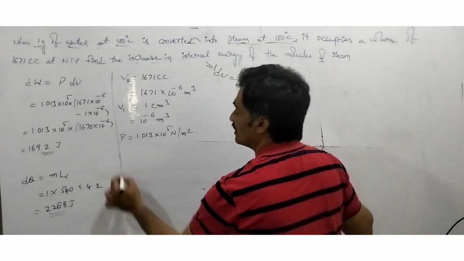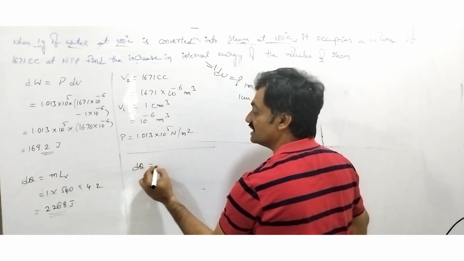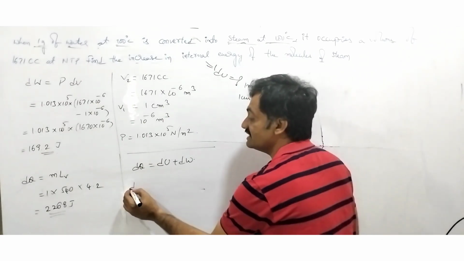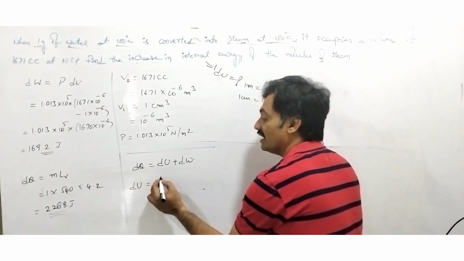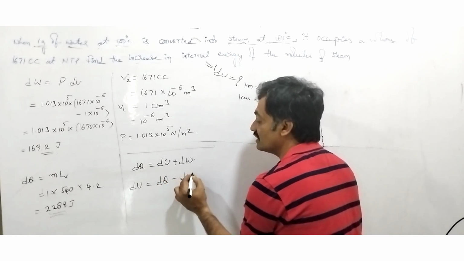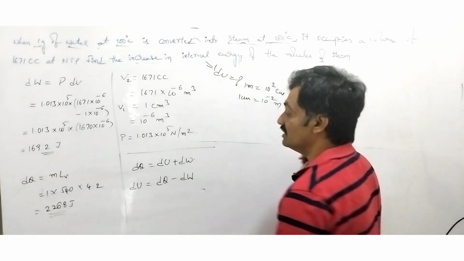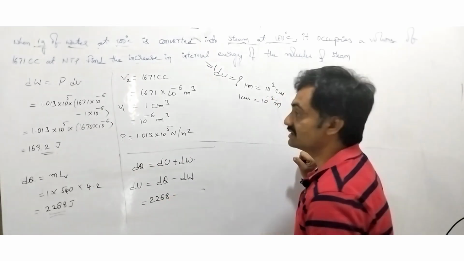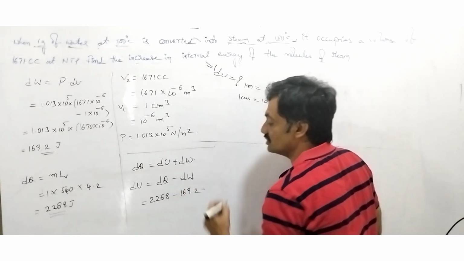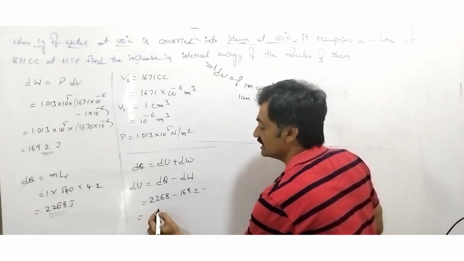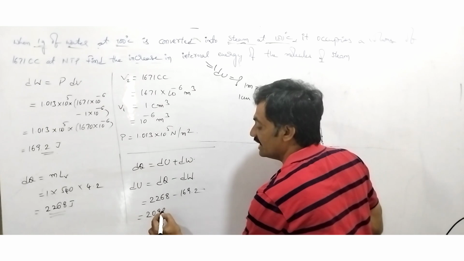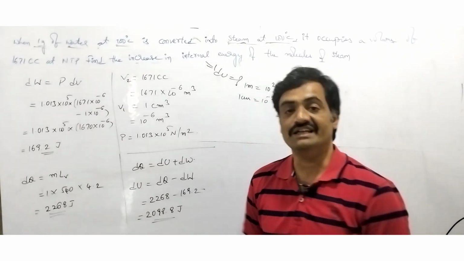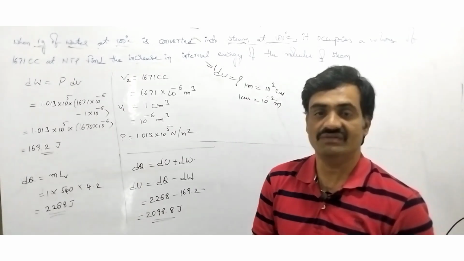Now, based on the first law of thermodynamics, dQ equals dU plus dW. From this, the increase in the internal energy equals the amount of heat supplied minus the work done by the system. So the heat supplied is 2268 minus 169.2. When we simplify it, we get 2098.8 joules. This represents the increase in internal energy. Take a screenshot, we'll continue.